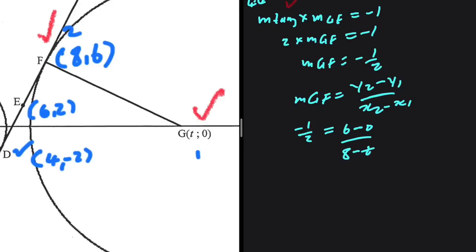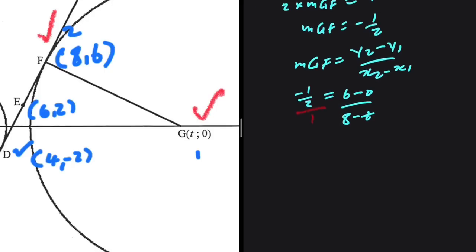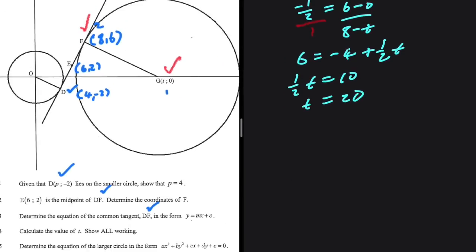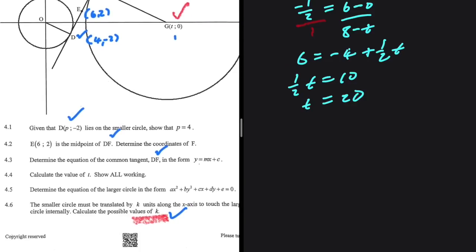Let's go ahead and cross multiply. I'm taking -1 divided by 2 as one number, so that is how I'm cross multiplying. When I do that, I'm going to have 6 being equal to -4 plus a half t. If I take -4 to the other side, a half t is equal to 10. So t is equal to 20. Okay, so there we go. We have the value of t. That is 4.4.